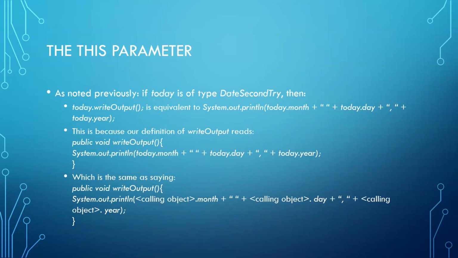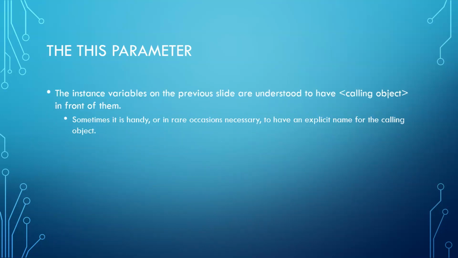As noted previously, if today is of type SecondDay, then today.writeOutput is equivalent to System.out.println today.month plus today.day plus today.year. This is because our method definition of writeOutput reads public void writeOutput, System.out.println today.month plus today.day plus today.year, which is the same as saying System.out.println calling object.month plus calling object.day plus calling object.year. Now, the instance variables on the previous slide are understood to have the calling object in front of them.